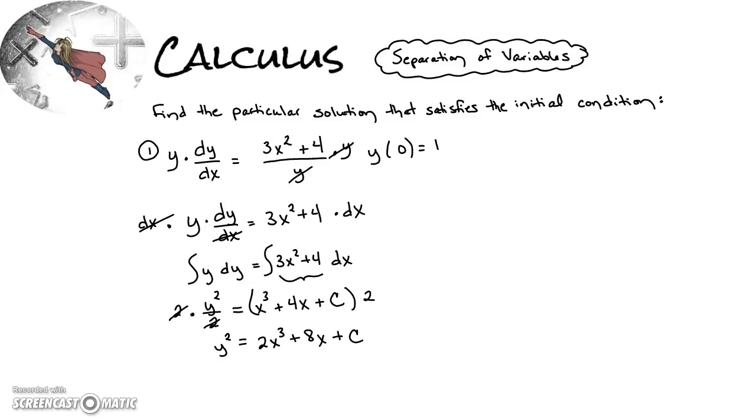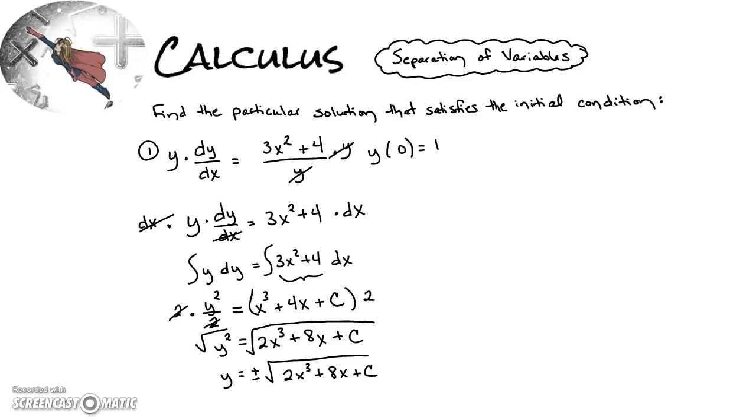All right, now we're going to get y completely alone, so we're going to take the square root of both sides, like that. So y will equal plus or minus the square root of 2x cubed plus 8x plus c. And there we do have to leave c underneath the radical because now it's part of a quantity.